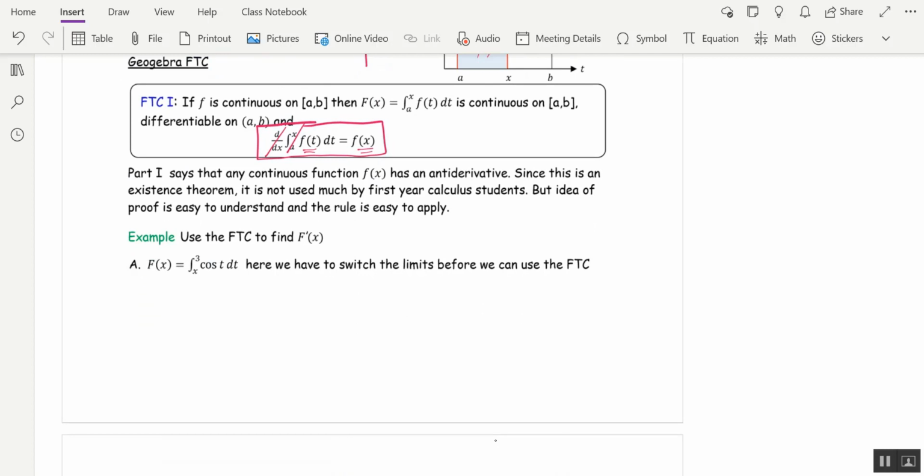In order to use fundamental theorem part 1 to find the derivative of big F, I need to rewrite it because the x has to be on top. So this is the integral from x to 3, and when I switch the limits, I introduce a minus sign, cos t dt. So big F prime of x is negative, and then I simply take this cosine t and replace the t with an x. There's a lot going on theoretically, but in practice, it's very easy to do. Okay, and that's the end of this section.